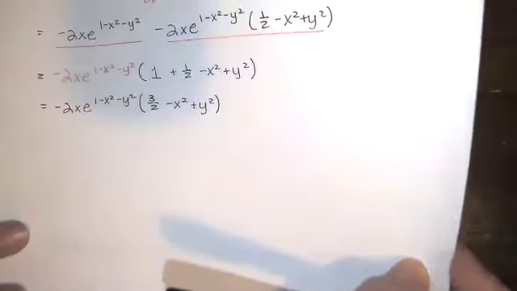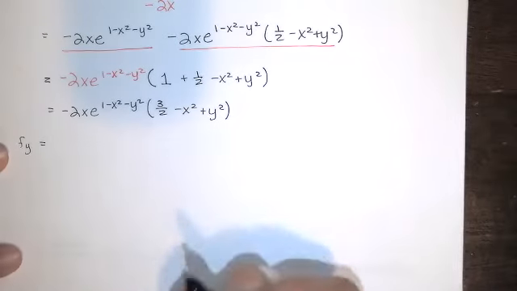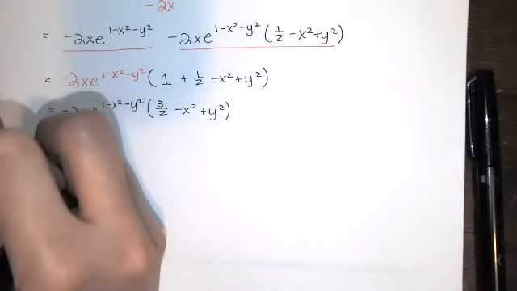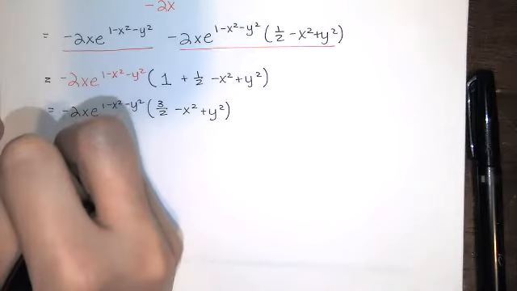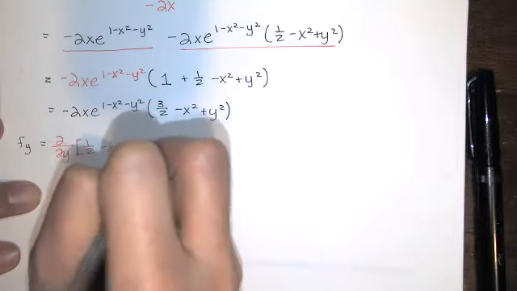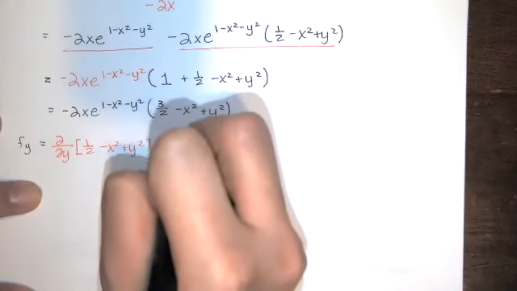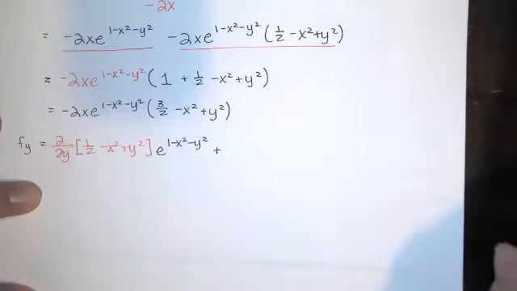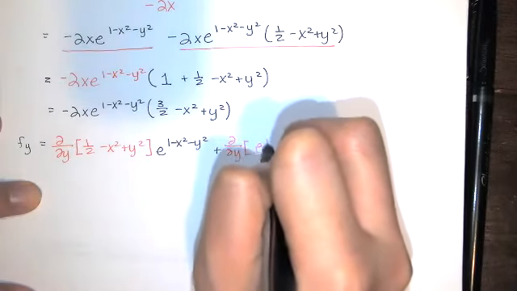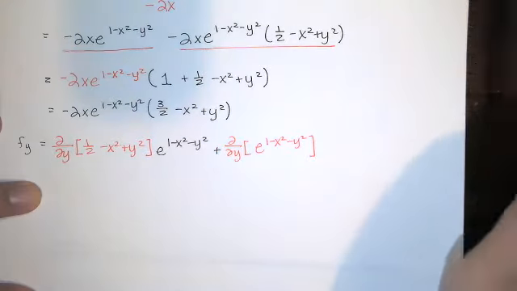Now we're going to do the same thing. We want to compute the partial with respect to y now. Almost the same thing. So again, we're going to have the derivative of the first with respect to y this time, treating x as a constant, times the second, undifferentiated, plus the derivative of the second with respect to y, treating x as a constant, times the first.